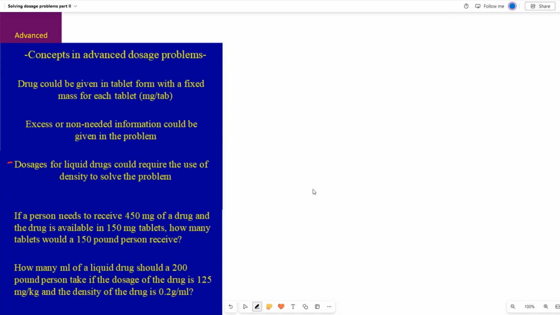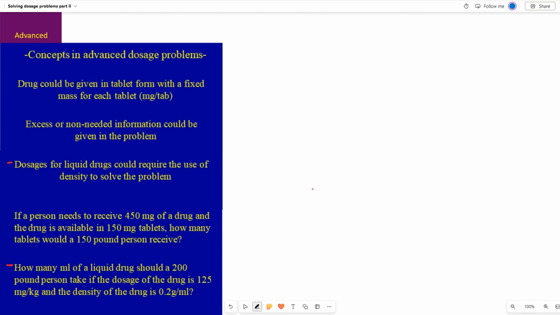So, dosages for liquid drugs will require the use of a density. So if we take a look at this bottom question down here, how many milliliters of a liquid drug should a 200-pound person take if the dosage of the drug is 125 milligrams per kilogram and the density of the drug is 0.2 grams per milliliter?